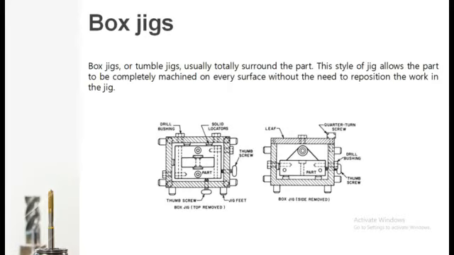Coming to the next type, that is box or tumble jigs. Now what do you mean by box or tumble jig? This box jig, as the name itself suggests, completely surrounds the workpiece. Now you can see there are bushing drills present at certain locations. Also there are thumb screws present, and also there are locating devices. That may be a flat head locator, that may be a conical head locator. Depending upon the surface of the machining part, these types of locators vary.